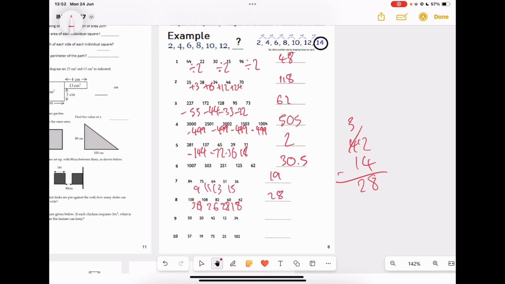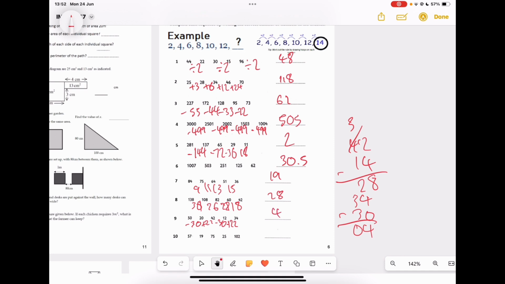Next is question 9. So 50 to 20 is minus 30. 20 to 42 is plus 22. So I'll be writing this down. And then 42 to 12 is minus 30. And then 12 to 24. Well, 12 plus 22 is 34. So it's a pattern, and we'll be doing 34 minus 30, which is 4. So that'll be our answer.